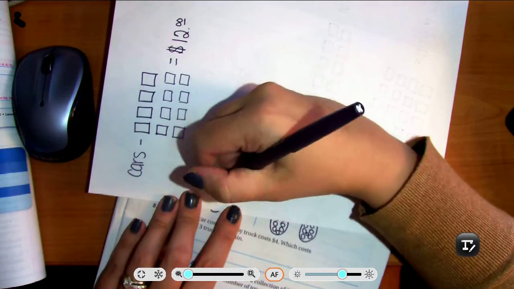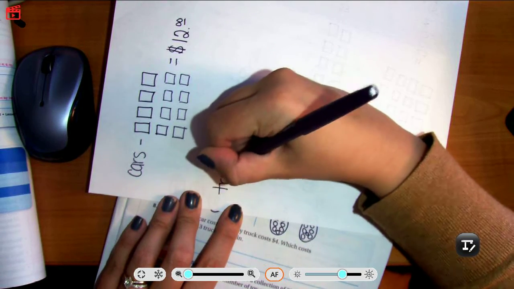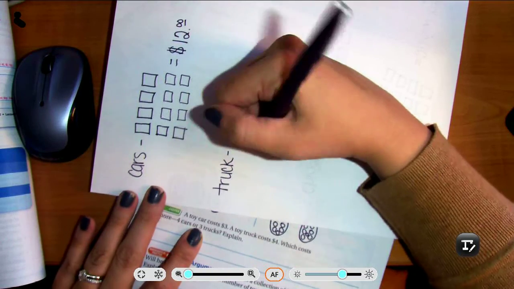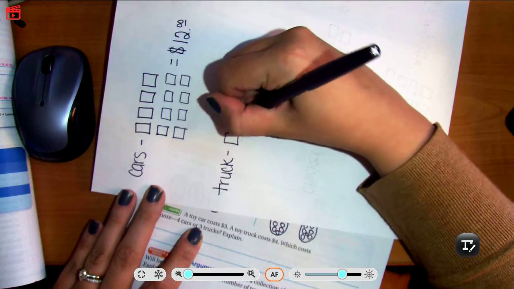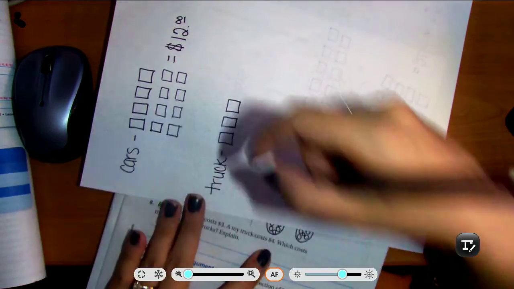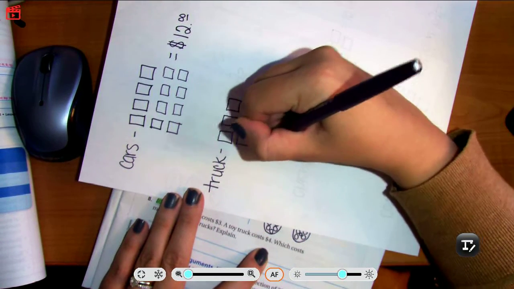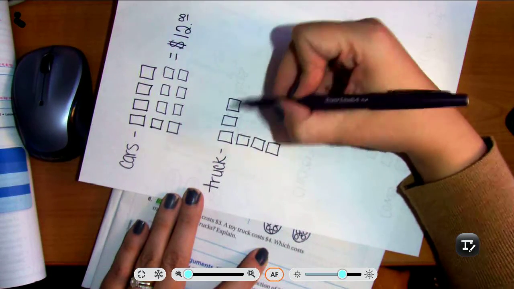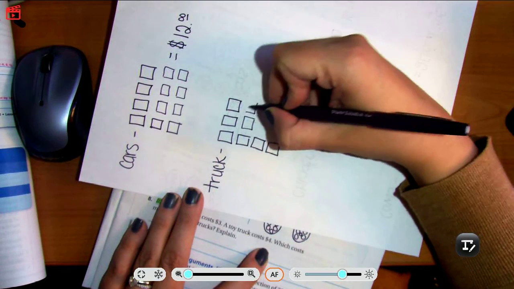All right, what about a truck? Okay, there are 3 trucks, so I'm going to draw 3. And they each cost $4. So I'm going to draw 4 down. Okay, so there's my 3 trucks at $4. Finish your array.